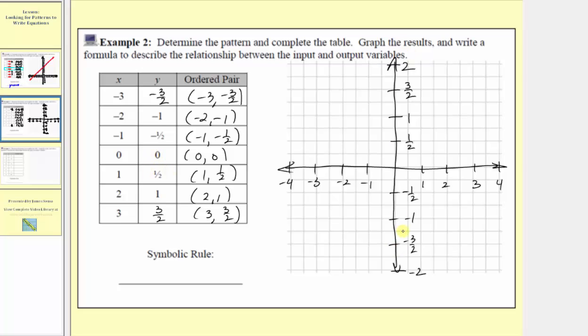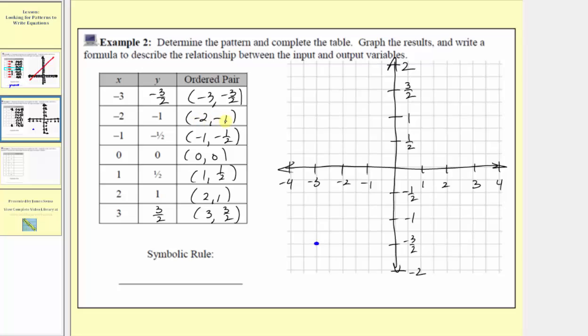Now we'll go ahead and plot the points using the ordered pairs. So the first ordered pair is (-3, -3/2). Because the input is -3, we go to -3 on the horizontal axis. Because the output is -3/2, we go down to -3/2, which should be here. Notice how we have an input of -3 and output of -3/2.